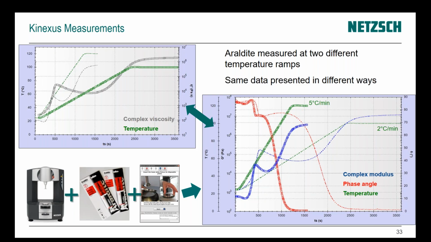Okay. So what we do is, if we look on the chart on the top left-hand corner, we'll look at the fast temperature profile first. 5 degrees a minute, you can see the green line here. We've gone from around room temperature up, in this case, to around 120 degrees C. And with this line, we'll initially start with looking at the complex viscosity.